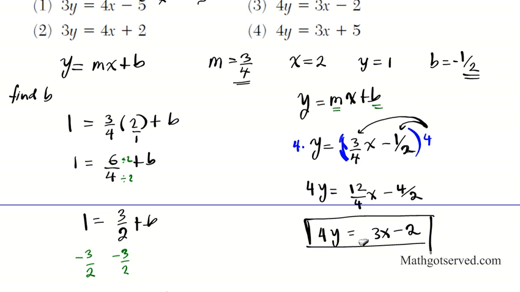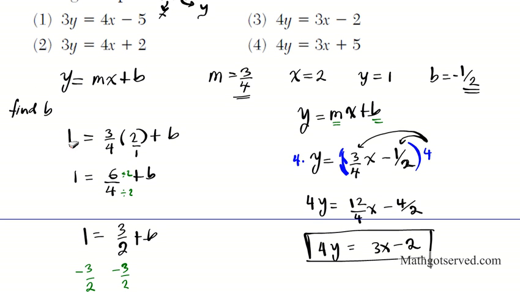Okay? Alright, so which one does this match? 4y equals 3x minus 2 is option number 3. Okay? So there you have it.